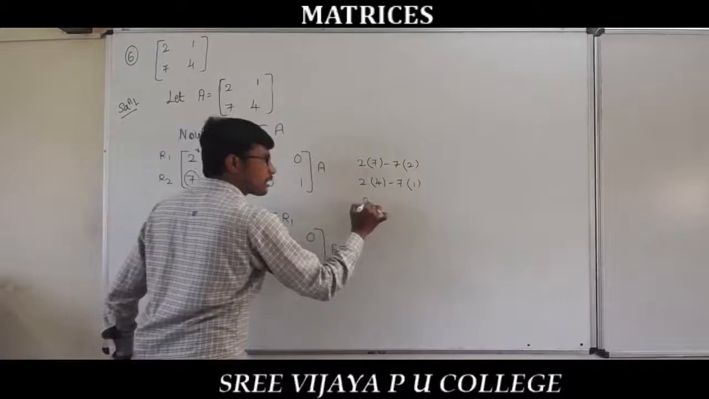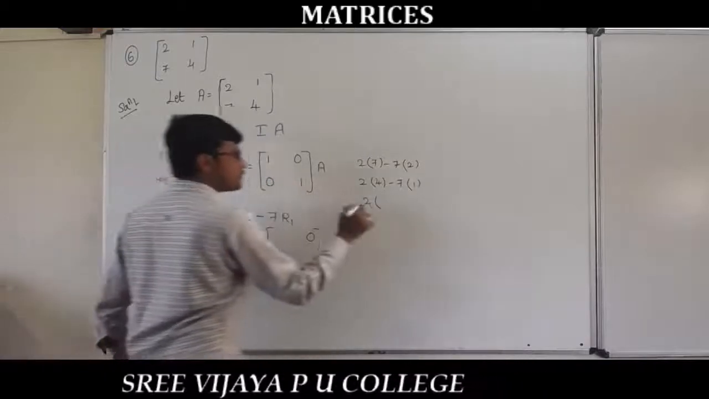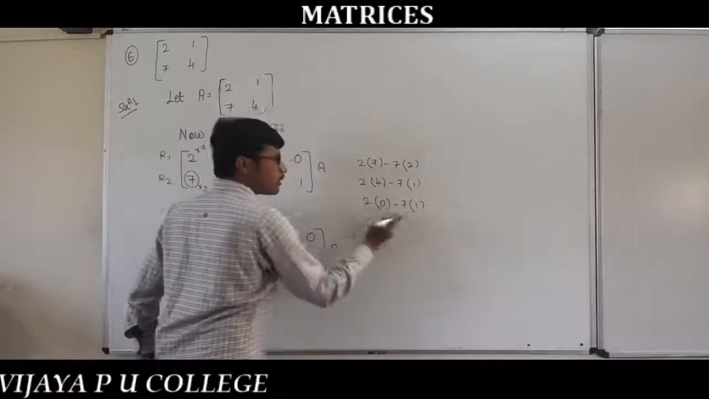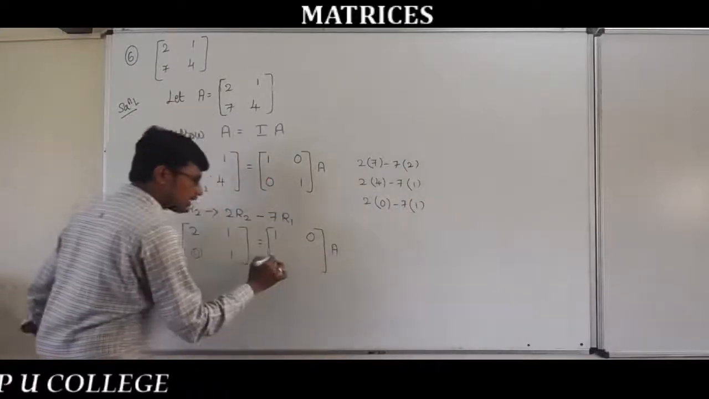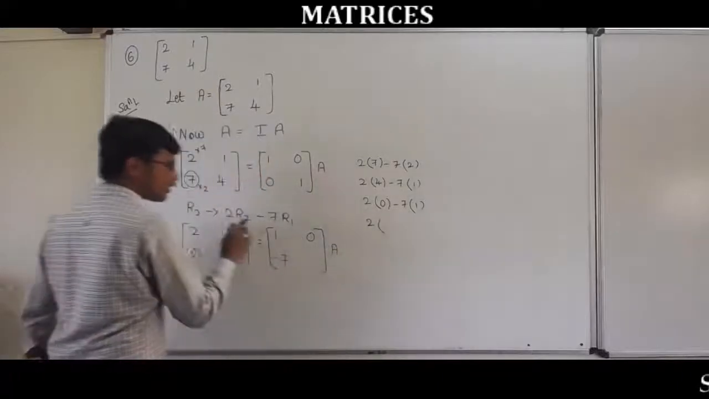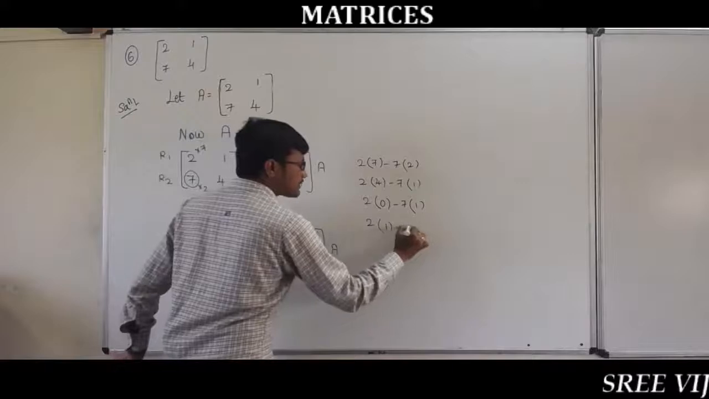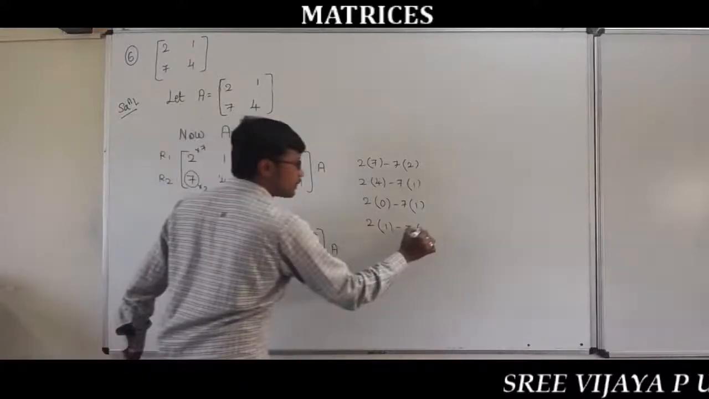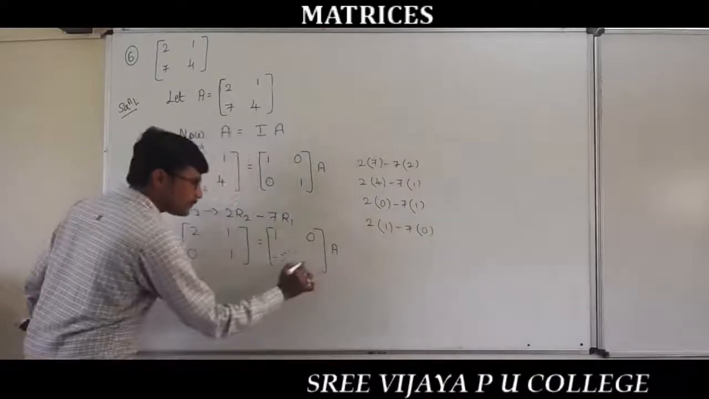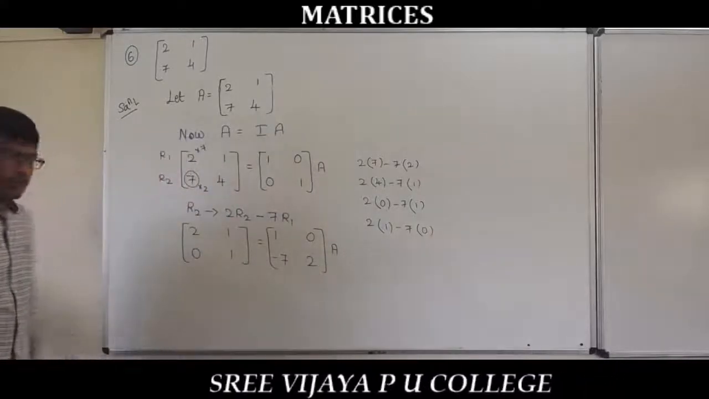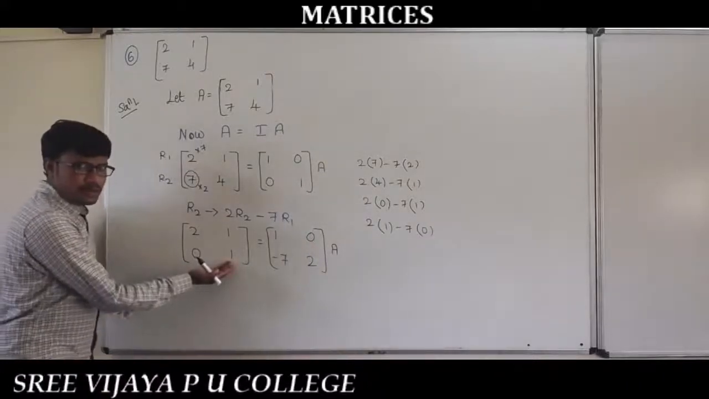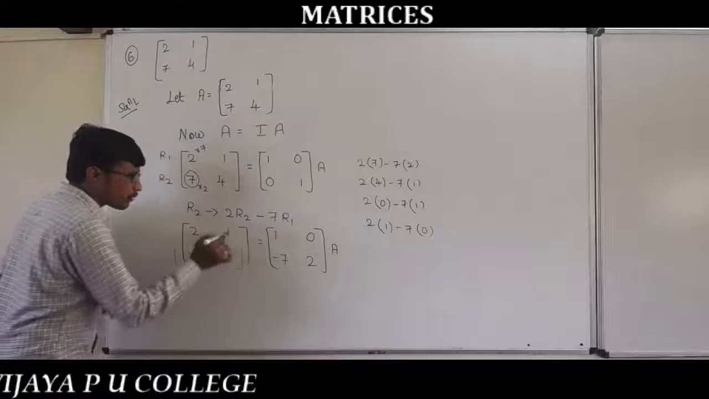Next, 2 times R2, which is 0, minus 7 times R1, which is 1. 2 into 0 is 0, 0 minus 7 into 1 is minus 7. Next, 2 times R2, which is 1, minus 7 times R1, which is 0. 2 into 1 is 2, 7 into 0 is 0, so 2 minus 0 is obviously 2 only. So we got this one. Okay. It is 1. Is it to be converted? No need to convert it, it is already 1 only, no problem.